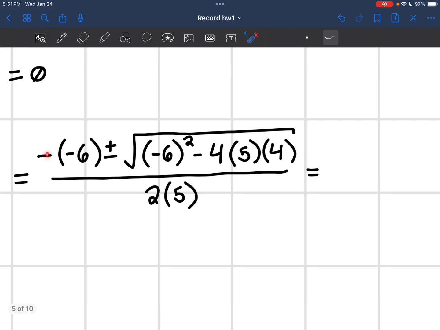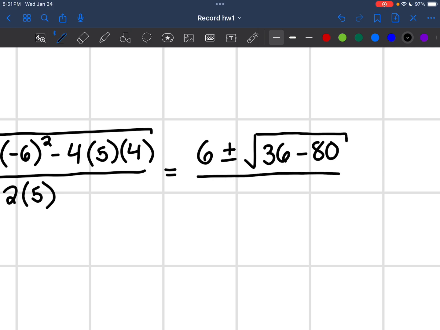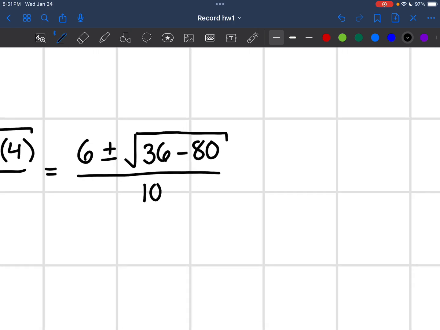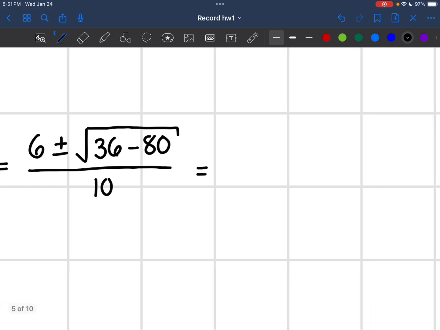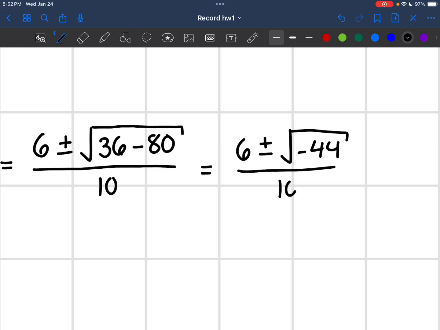I have minus 6, so that'll leave me with a positive 6, plus or minus square root of, we said that was 36 minus 80, all divided by 2 times 5, 10. All right. Now I can see 36 minus 80 is clearly going to be a negative number, and I can't take the square root of a negative number without getting something imaginary. So I will have 6 plus or minus the square root of negative 44 all over 10.